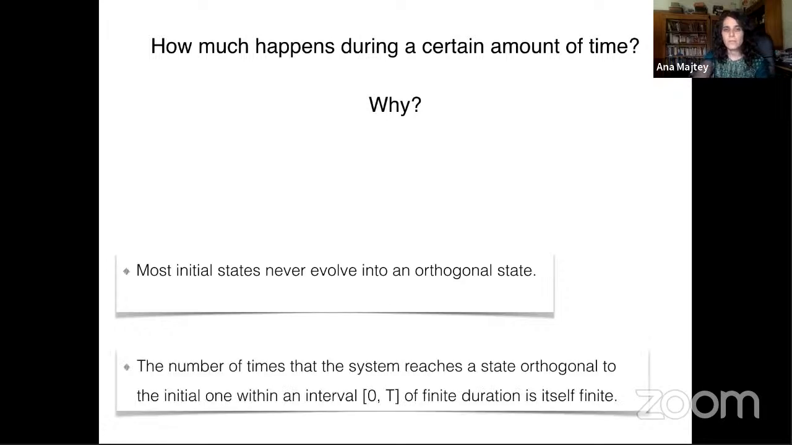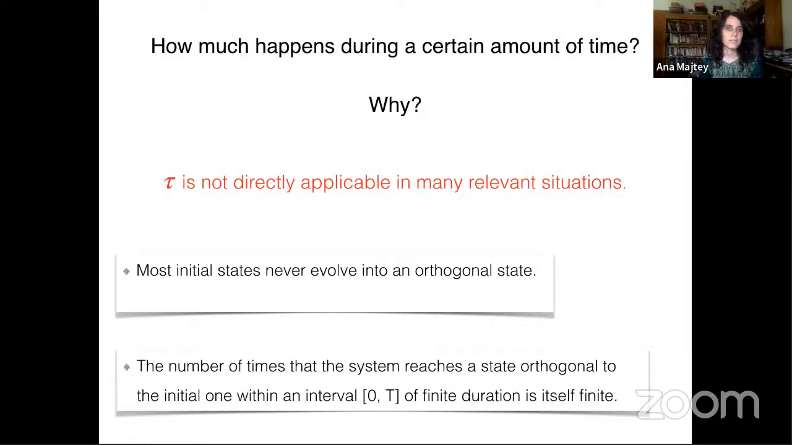And even for those states that do evolve to an orthogonal state, the number of times that the system reaches a state orthogonal to the initial one in an interval of finite duration is itself finite. So from these two observations, we can conclude that tau, the orthogonality time, is not directly applicable in many relevant physical situations, because, for example, this time is infinite for many states and then cannot be used to characterize the speed of evolution. As an alternative procedure, one can study the time needed to reach a state having a different value of the overlap, that is, not the time to reach an orthogonal state, but the time to reach a state with a given value of the overlap different from 0.